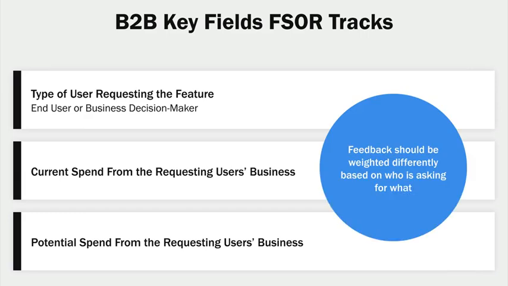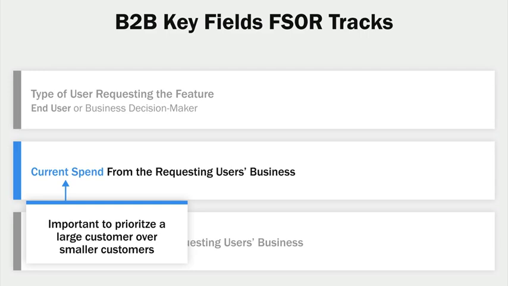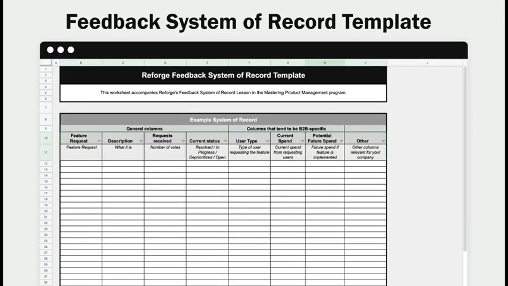It's useful to track these fields for B2B because you often need to weigh feedback differently depending on who's asking for a feature. For example, it's often most important to satisfy the business decision maker's requirements before the end users because they hold the buying power. Similarly, if you have a large customer or potential customer, you likely will need to prioritize their feedback over other smaller customers. A shell FSOR template is provided in the Reforge Feedback System of Record template.